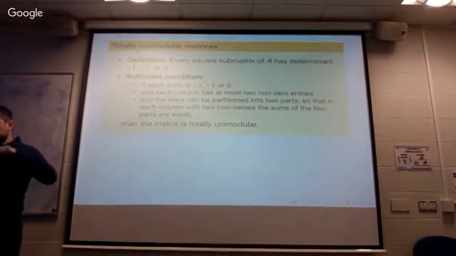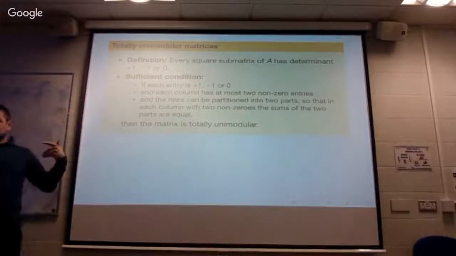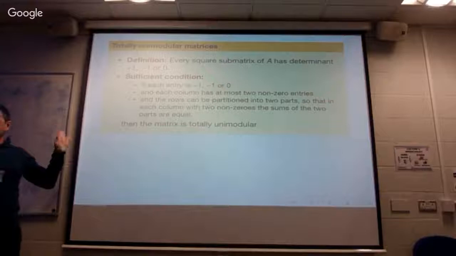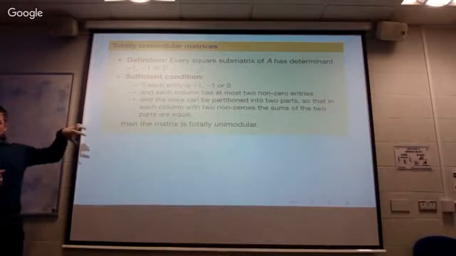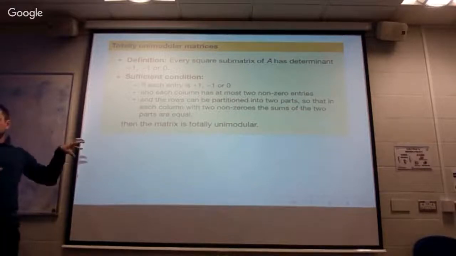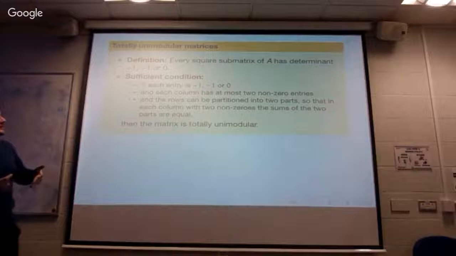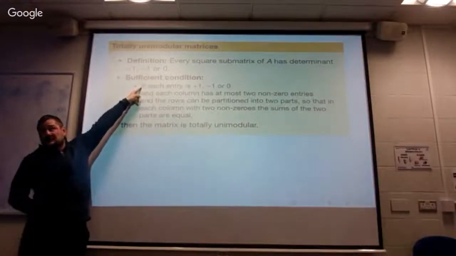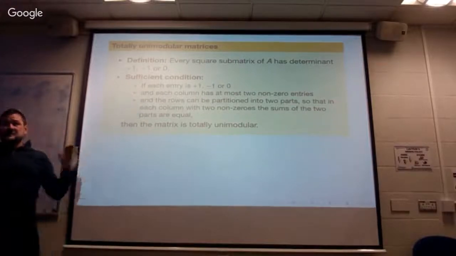Exactly, because if you just take one row and one column as a submatrix, it's a square submatrix because you have as many rows as you have columns. And it just gives you the one entry, and the determinant of that matrix is equal to the number that you found there, and it has to be 1 or -1 or 0. So this is definitely true of every totally unimodular matrix. It only has 1s and -1s and 0s.